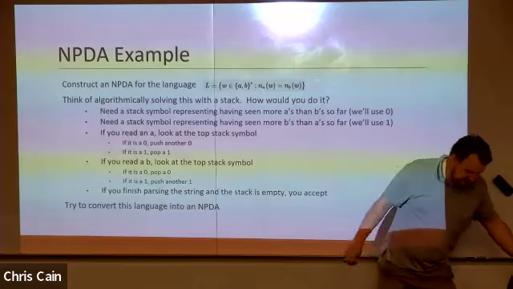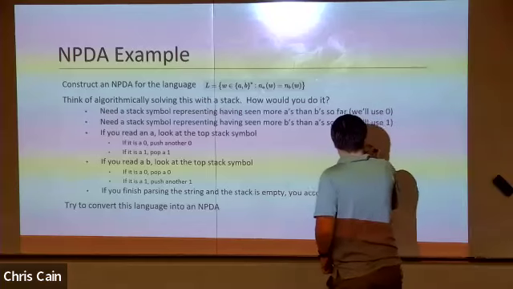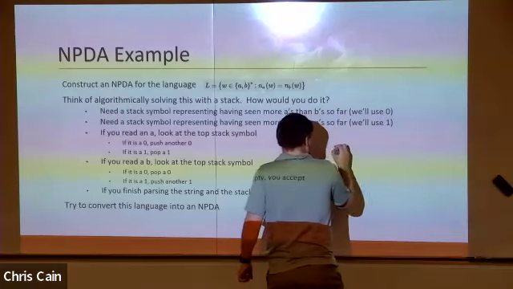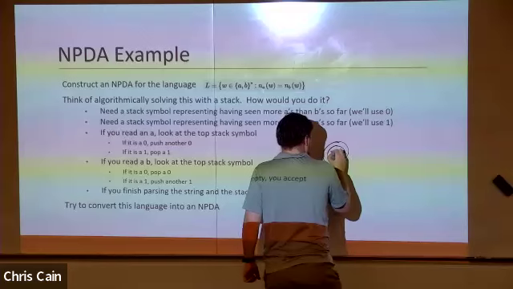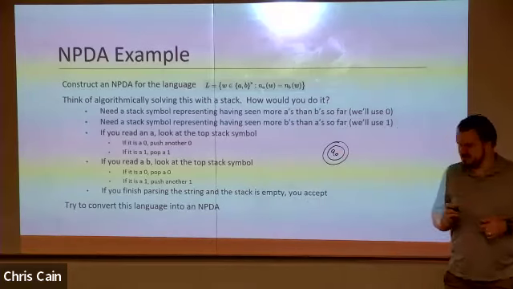How much juice we got? Just enough, probably. So we're going to have an initial state that we're going to call Q0, it's final. Because if you start, you've seen the same number of A's and B's.